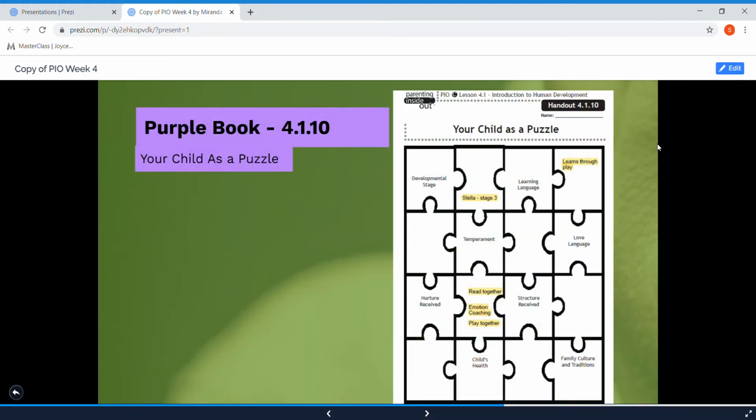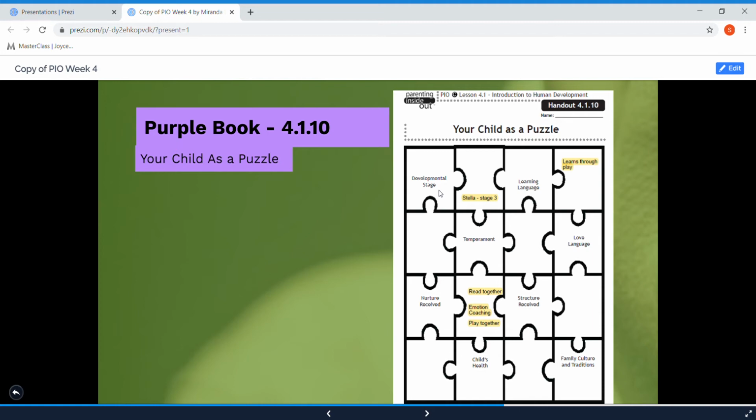So you should have your purple book open to a page like this. I filled this out for my kiddo, and we're going to pretend my kiddo is in stage 3. She's a preschooler. I'm going to look at the different puzzle pieces and figure out which ones we've gone over and which ones I can give answers to.